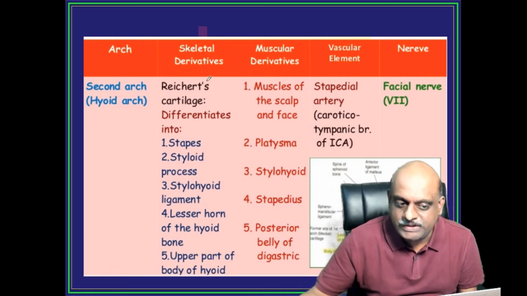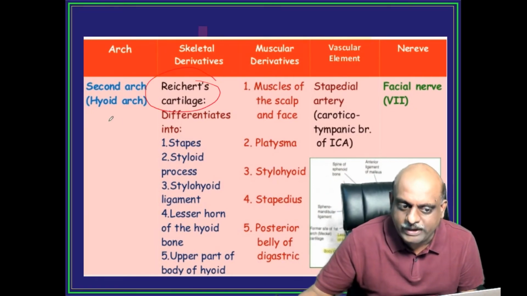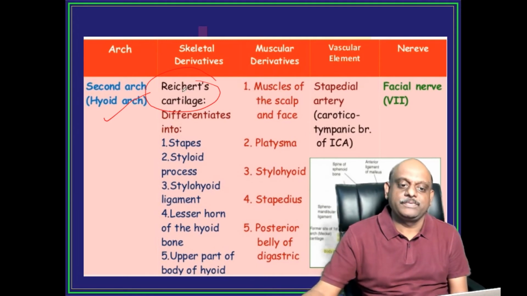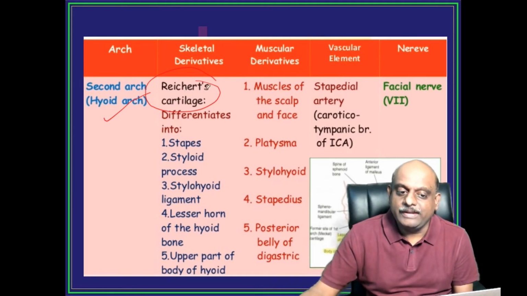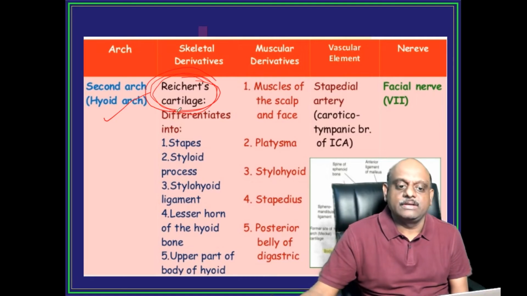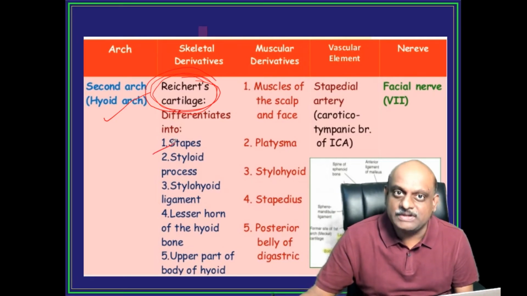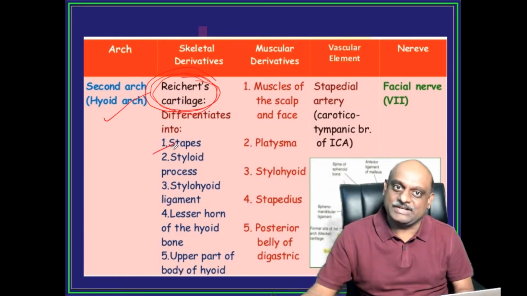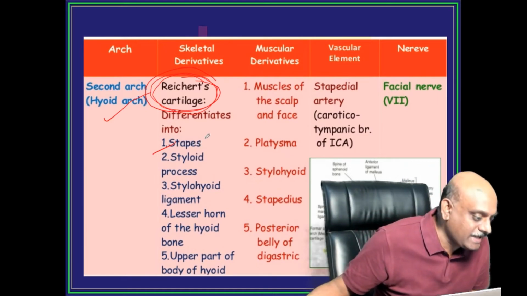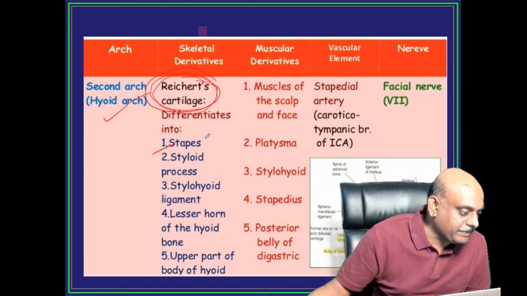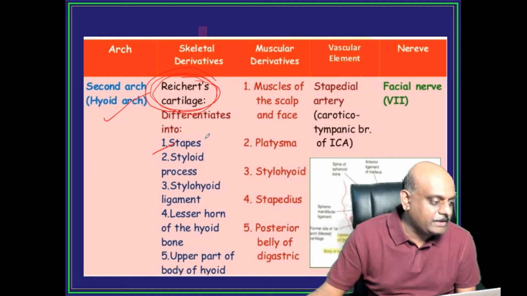Now, the second arch is called the hyoid arch. So there is Reichert's cartilage from which the stapes is derived. Malleus and incus are from the first arch, right? Now comes the stapes. Stapes, very good. Good to see Padmanabha.